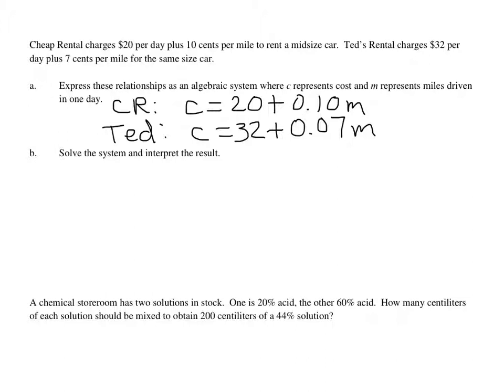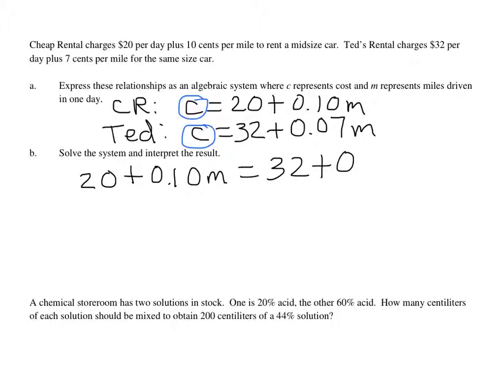So we want one of the equations to be solved for one of the variables. That's easy because both equations have been solved for C. Well, if cost is the first one and cost is the second one, we can just set those costs equal to each other. Why not set 20 plus 0.10m equal to 32 plus 0.07m? We have one equation and one variable, just m, so we're going to solve for m.